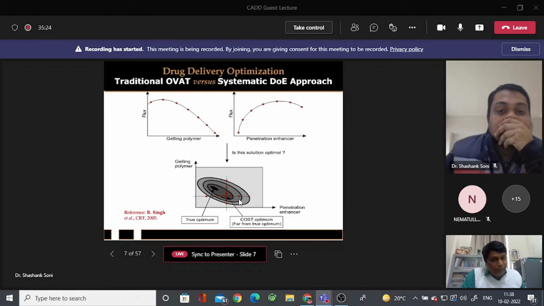नहीं तो मैंने ऐसे भी कई papers देखे हैं, even I am a learner also, where their true optimum is here from QBD, totally out of the design space. अगर आपने डिजाइन ही सिलेक्ट नहीं किया, you haven't defined the constraints properly, then there are chances that you can miss the true optimum. So that is one of the drawbacks of the QBD. The skill is required, training is required. The person should understand the statistical methods. The person should be very versed with the tools of design of experiments.